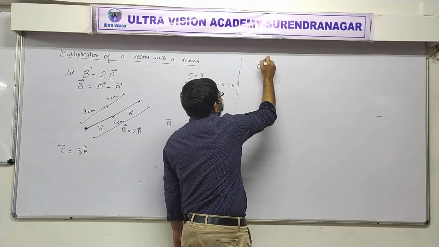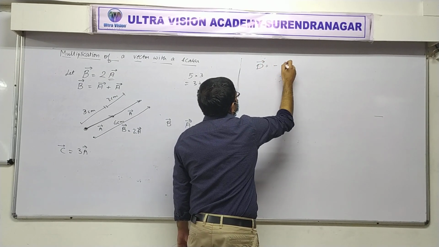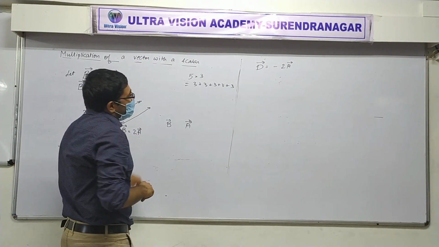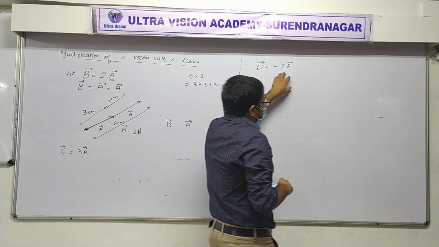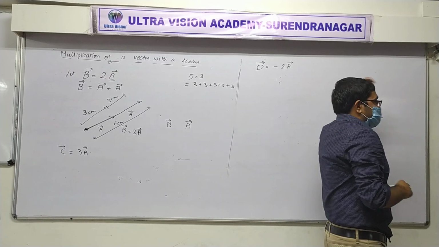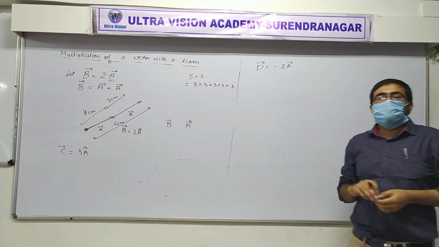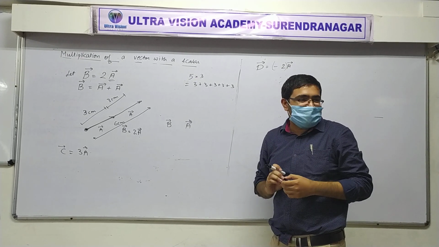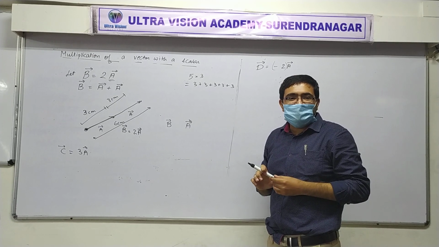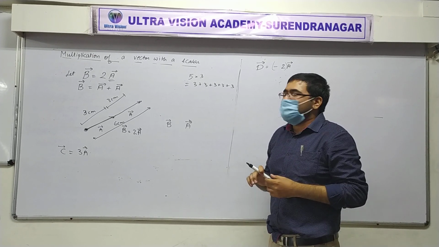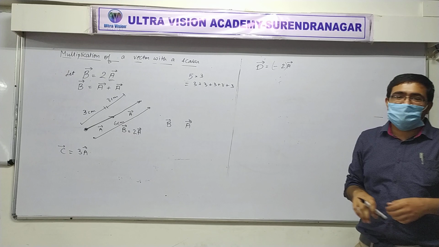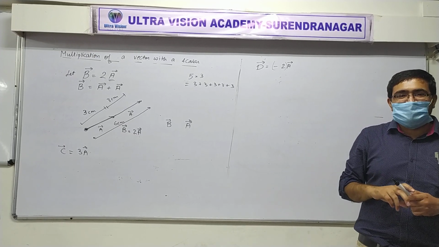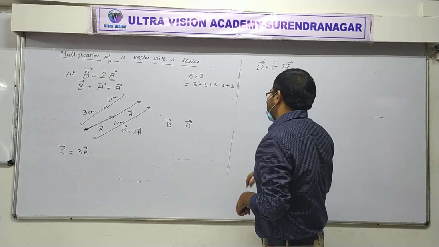Suppose now we want to draw d vector, which is minus 2a vector. Are we still on the same topic? Are we multiplying a scalar with a vector here? Yes. Minus 2 is a scalar, and it is multiplied with a vector, which is a vector. So we are still talking about the same topic. Okay, so let's go again.